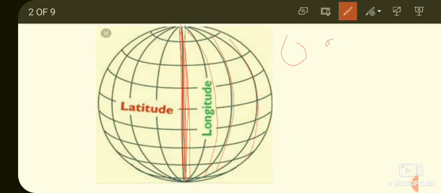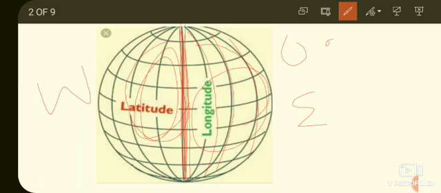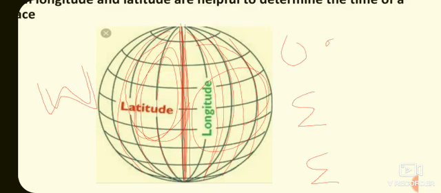The eastern half is known as the eastern hemisphere and the western half is known as the western hemisphere. So longitudinal lines in the eastern hemisphere are indicated by the letter E, which means east, and longitudinal lines in the western hemisphere are indicated by the letter W, which means west. In this manner, with the help of longitude, we can know the east and west position of any place.